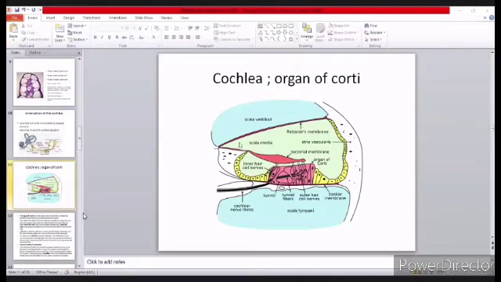So you have the scala media here. Inside the scala media, you find the organ of Corti. And then we have the hair cells, which are the functional units for hearing, as well as equilibrium, balance. We have two types, the outer cells and the inner cells. The inner cells are a minority, only arranged in one row. But the outer cells are a majority, arranged in many rows. About 90% of the hair cells are the outer cells. And then the inner cells are few, but 90% of your hearing comes from the inner cells.